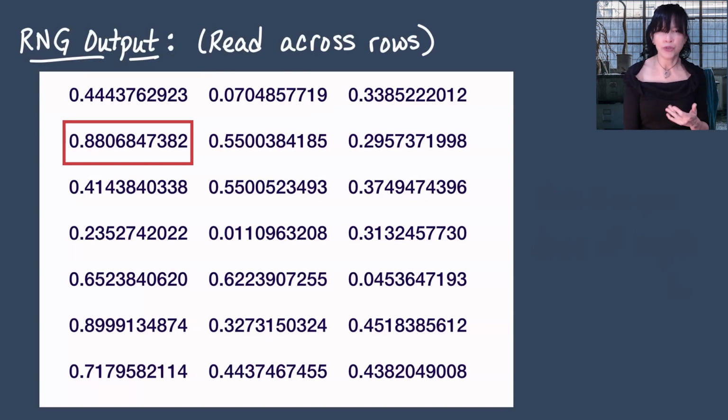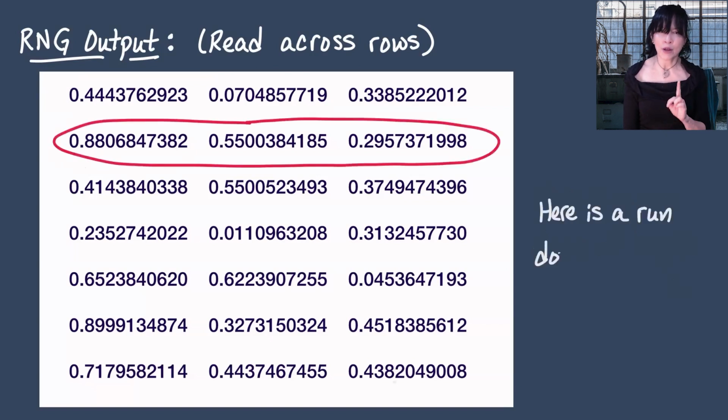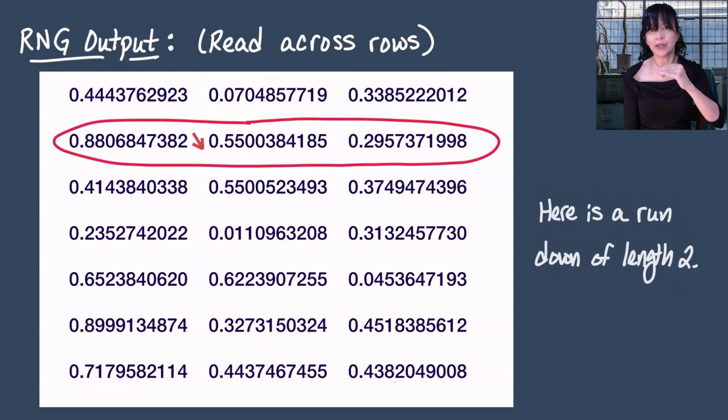Then we have 0.29 something, which is below 0.55, so we're still decreasing. But then the next value is 0.414 something, so we have turned it around and started increasing. So these 3 numbers here are forming a run down of length 2. Again, the length is really the number of arrows. We go down once, and we go down again within those 3 numbers.